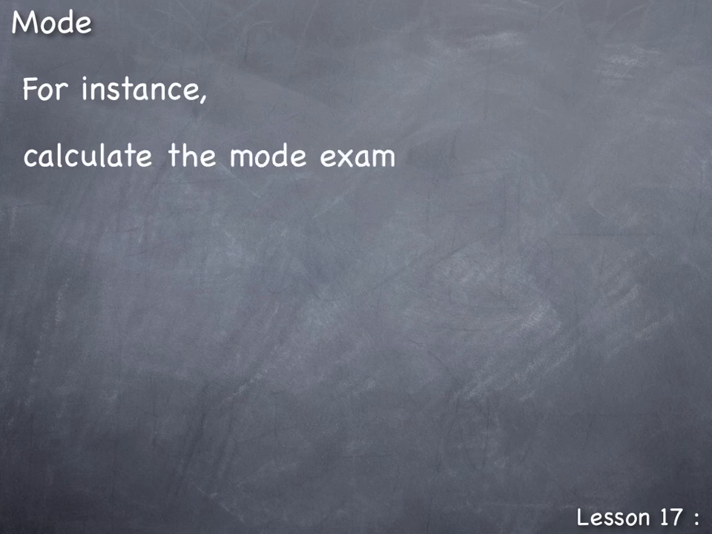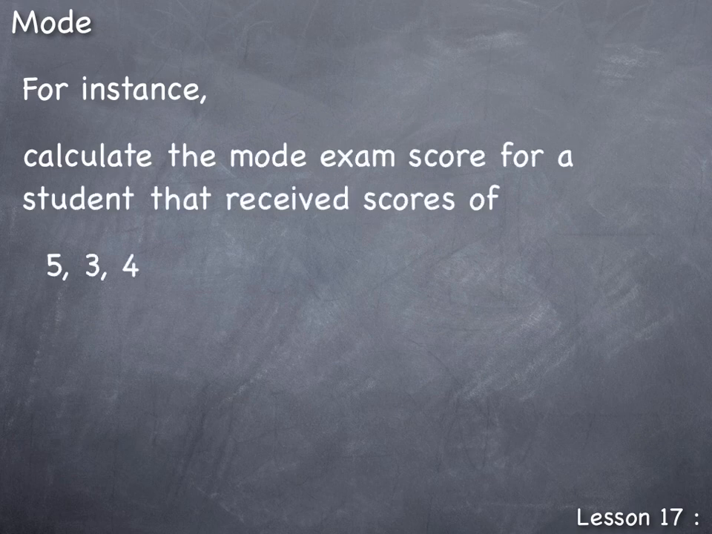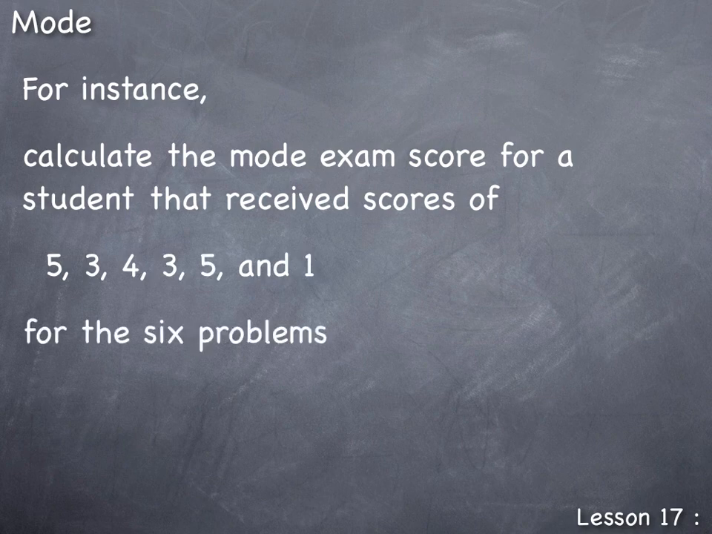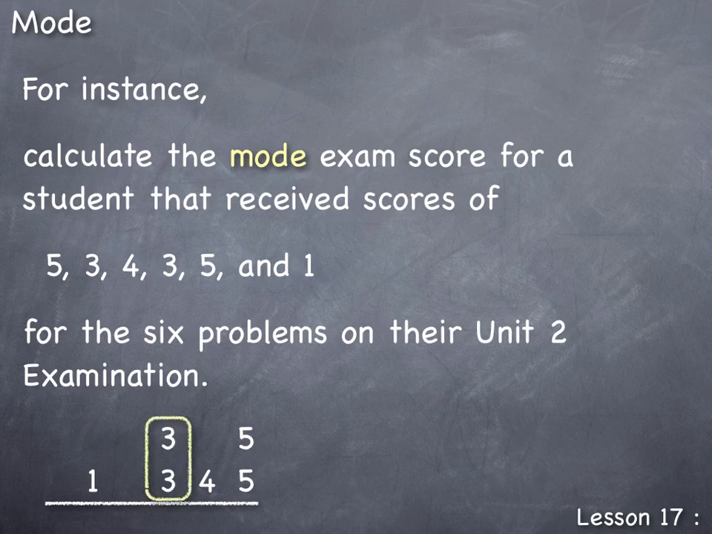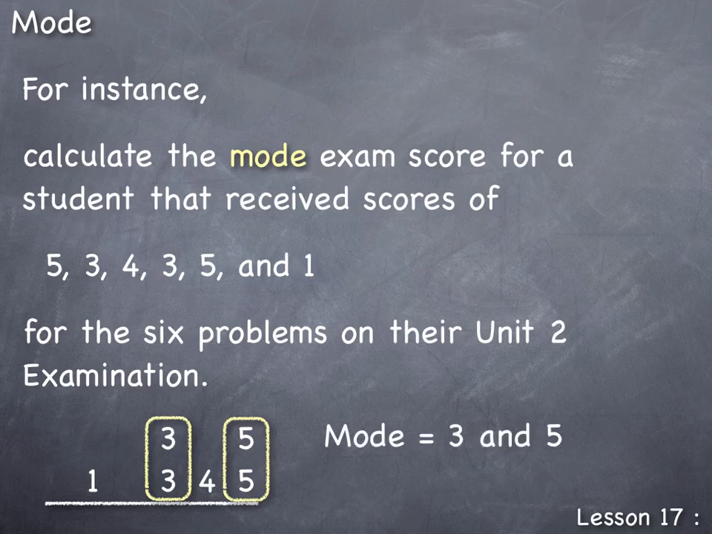Let's try another example. For instance, calculate the mode exam score for a student that received scores of 5, 3, 4, 3, 5, and 1 for the 6 problems on their Unit 2 examination. Well, in order to find the mode, we need to look at the data value or values that occur most frequently. So if we were to look at all the data here on a number line, we would observe that the score of 3 occurs twice, but also a score of 5 occurs twice. There's a tie. So in this case, both a score of 3 and a score of 5 on this student's Unit 2 exam occur more frequently than any other score. We'd have to report that we have 2 modes. The mode is equal to 3 and 5.